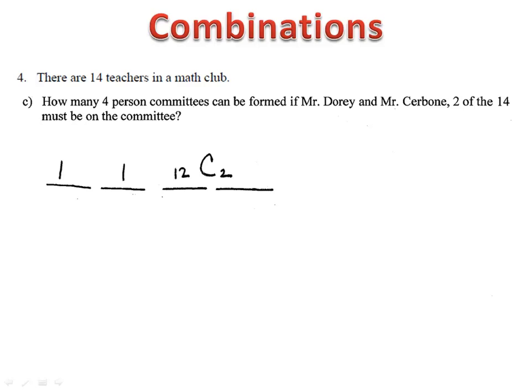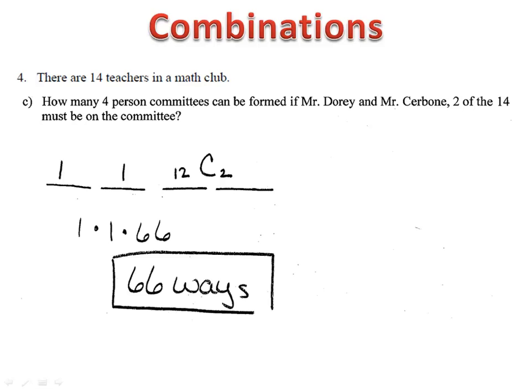We have 1 choice for the first spot, that's Mr. Dory. 1 choice for the second, that's Mr. Serbone. Then we have 12 teachers remaining, and we're going to choose 2 of them. Because the order I pick them doesn't matter, it's a combination. 1 times 1 times 12C2 gives me 66. There's 66 different groups that I could form that have Mr. Dory, Mr. Serbone, and 2 other teachers.